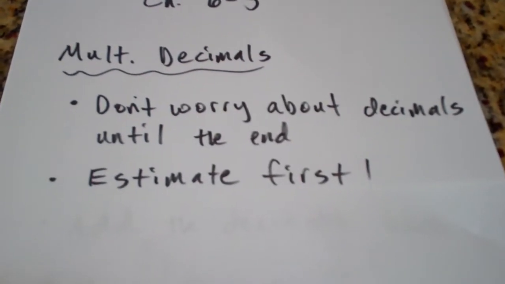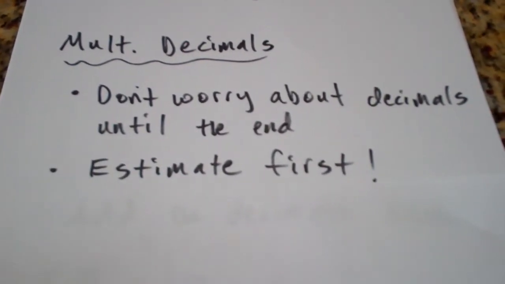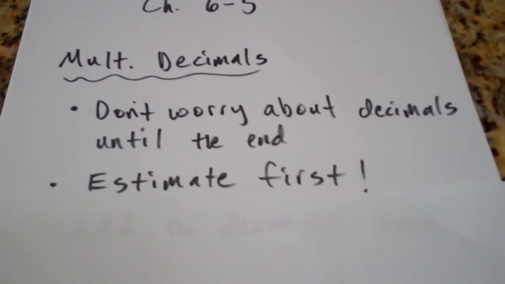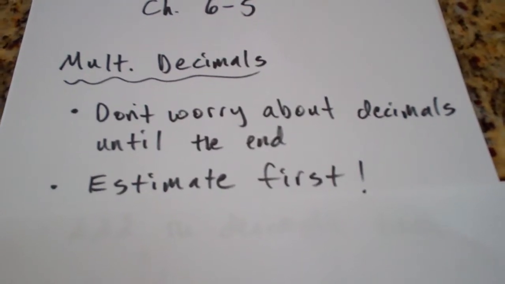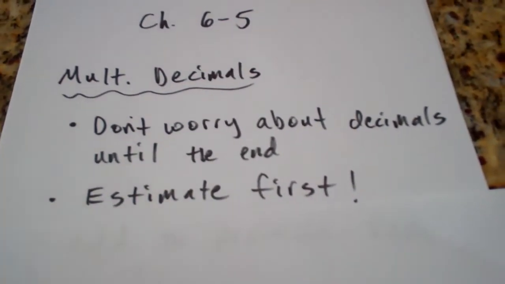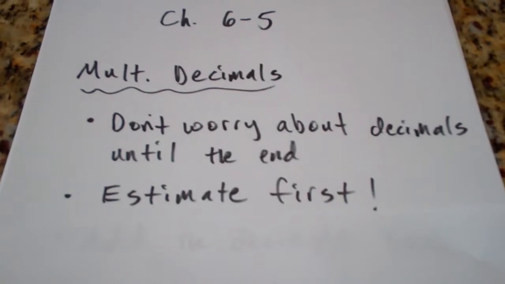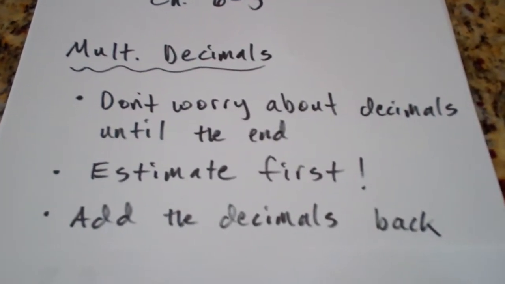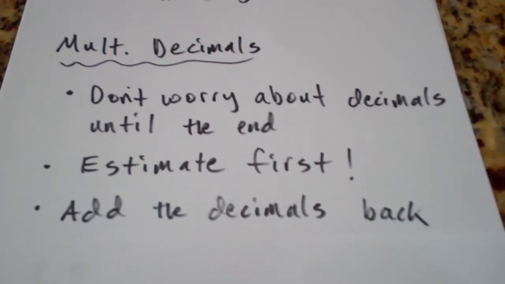Also, estimate first. This is a good way to check to make sure you're adding the decimals correctly when you add them back at the very end. Okay, so estimation is very critical to see if you have the correct answer. So we need to remember to estimate first. And we're going to add the decimals back. So let's do an example.